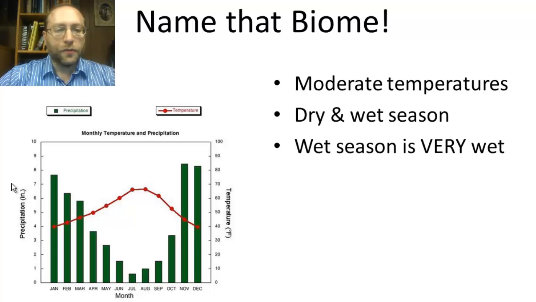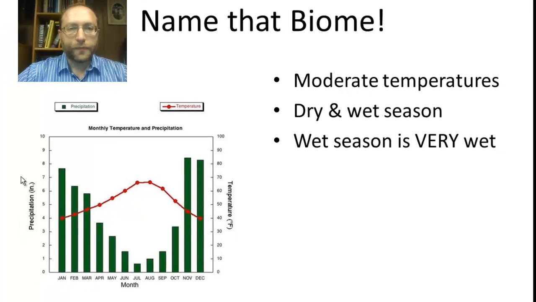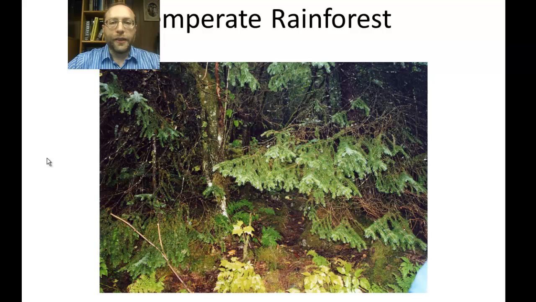So what type of biome is this? Where we've got moderate temperatures. It's not too hot, not too cold, and we get lots and lots of rain in a temperate rainforest, and we have lots of those along the Pacific Northwest.